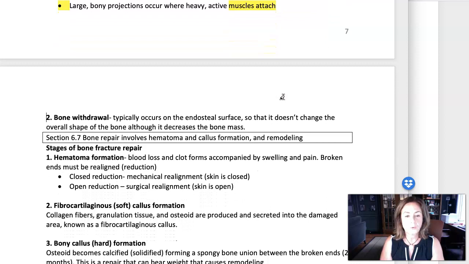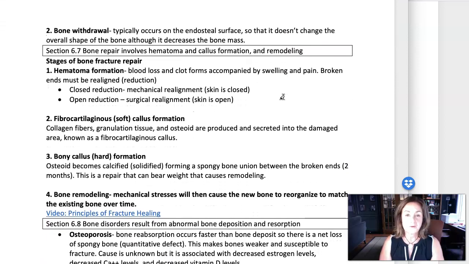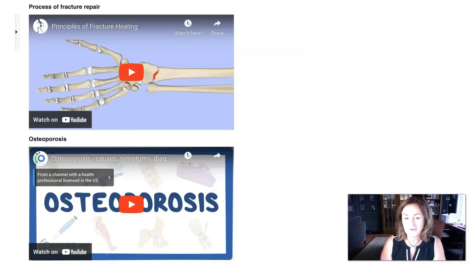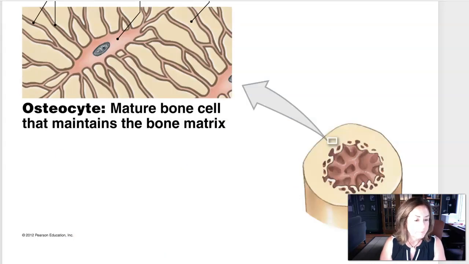So as far as bone withdrawal, if I don't have enough calcium in the blood and I'm going to release parathyroid hormone and calcium is going to be released into the blood, where are you going to break it down? So to go back to pictures.